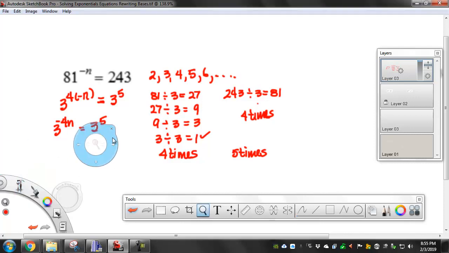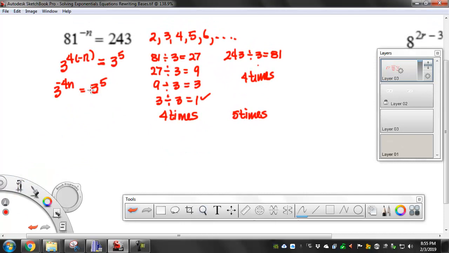And now another thing that we learned in the last video that we watched is when your bases are alike, they're both 3's, I can set my exponents equal to each other. We'll take negative 4n equals 5, a nice easy equation to solve. I want to get this to be a positive 1 there. I know that a negative 4 divided by a negative 4 gives me 1. So I'll divide this side by a negative 4, and I have to do it to the other side by a negative 4 to keep my algebra balanced. And so this tells me n equals negative 5 over 4.